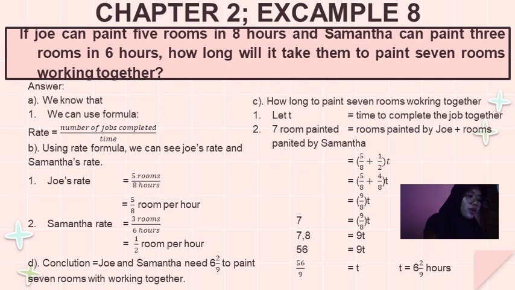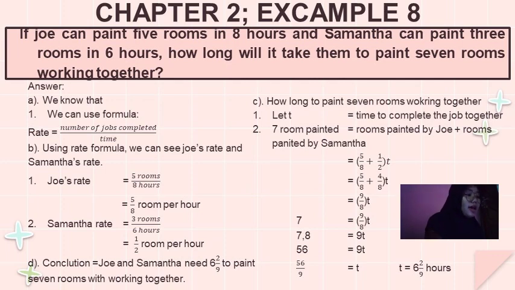Using the rate formula, we can find Joe's rate and Samantha's rate. First, Joe's rate is 5 rooms per 8 hours, which is 5 per 8 room per hour. For Samantha's rate, 3 rooms per 6 hours is half a room per hour. How long to paint 7 rooms working together?